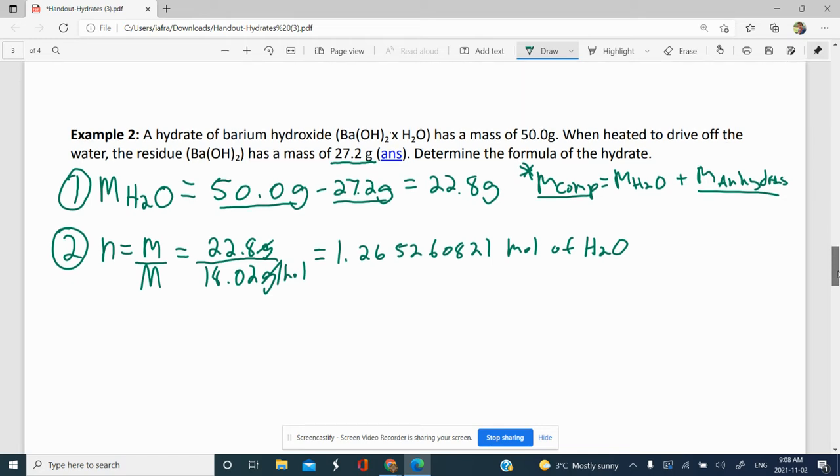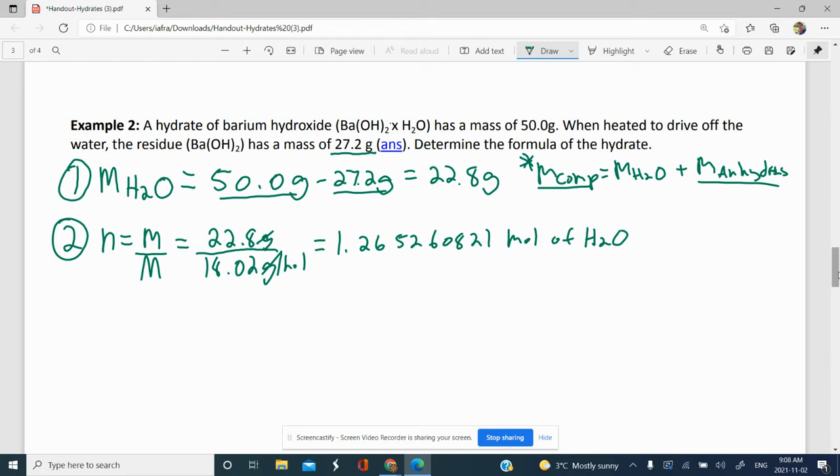What we also need is our moles of the anhydrous. So this was moles of water. We also need the moles of the anhydrous because we want to take a ratio between the anhydrous and the water. When I say anhydrous, it just means a substance without the water attached to it. So we have the mass of it over here. Now we need to find the moles of it. So our step 3 is to find the moles of the ionic compound, which is barium hydroxide. We're going to do that by doing the mass over the molar mass of barium hydroxide, not water this time. So the barium hydroxide mass was 27.2 grams.